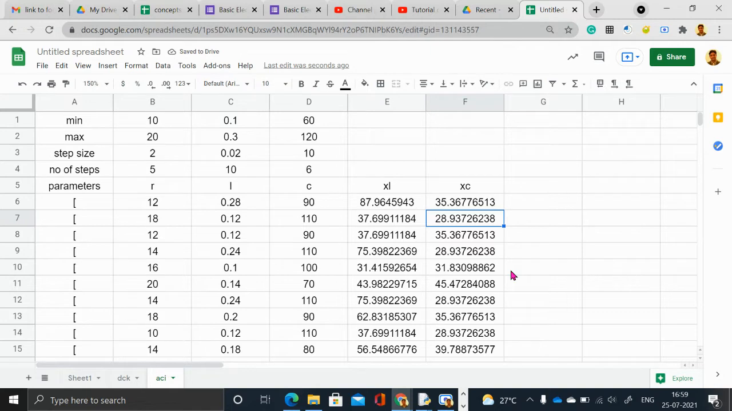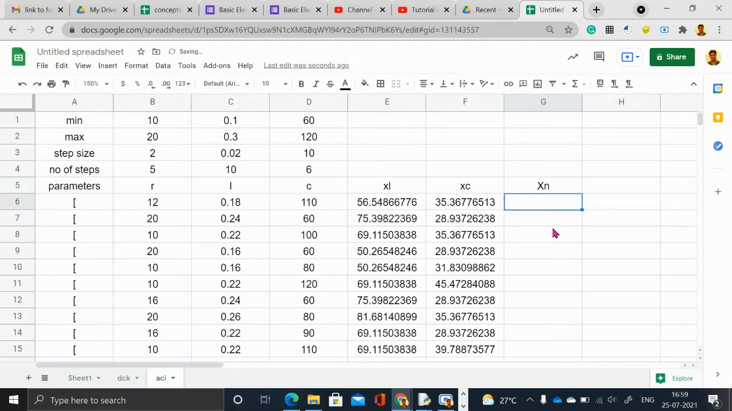Now, you all know that inductive reactance is positive and capacitive reactance is negative in the imaginary domain. Right now I am not keeping the imaginary part, because I know what it is, and anyway I am calculating it. So, what is the net reactance? Let's call it XN, net reactance.